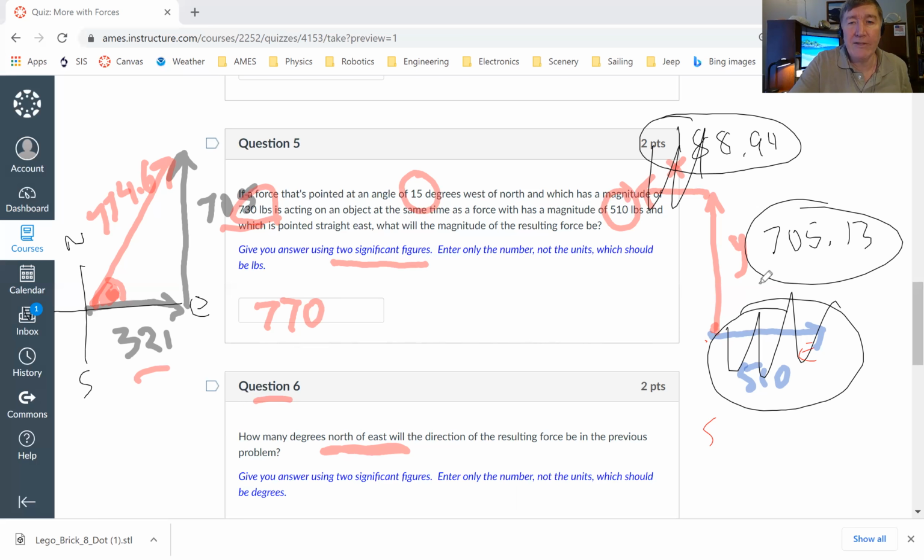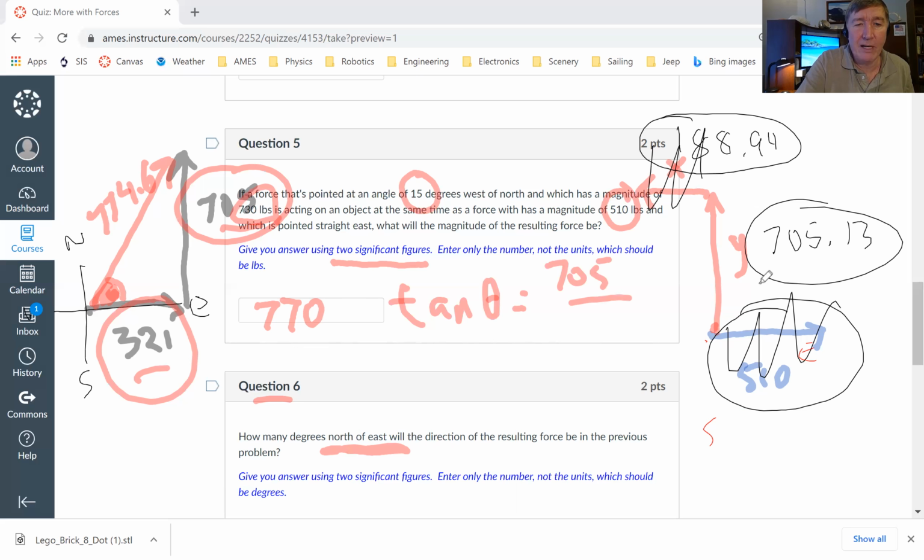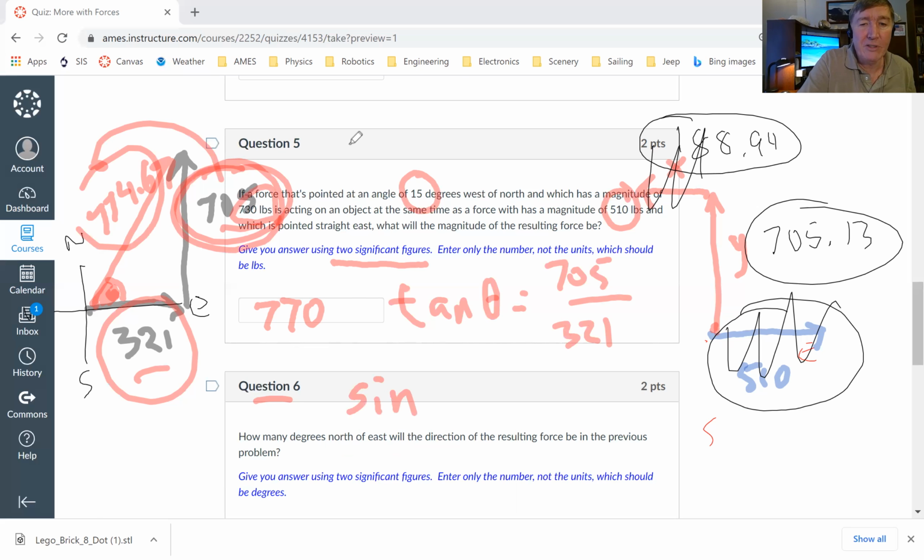All right, so hopefully you guys recognize that one way to do this is let's work with these guys. Then I'll take the tangent of theta equals 705 divided by 321. Now, others of you might have said, well, hey, I'd rather not use the tangent. I'd rather work with this guy and this guy, which certainly is allowed. If you want to do it that way, then you would say that the sine of theta equals 705 divided by 774.6. Notice I'm not using the rounded off numbers there. And I'm thinking that we should get the same answer either way.